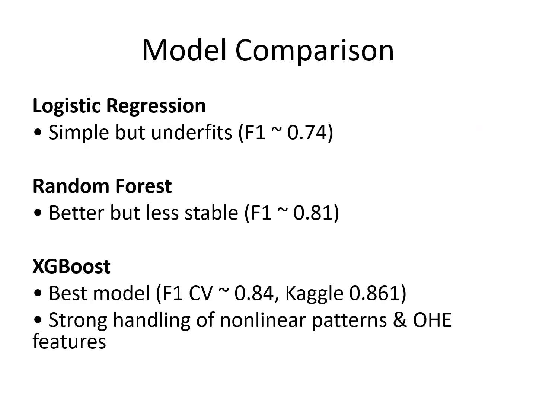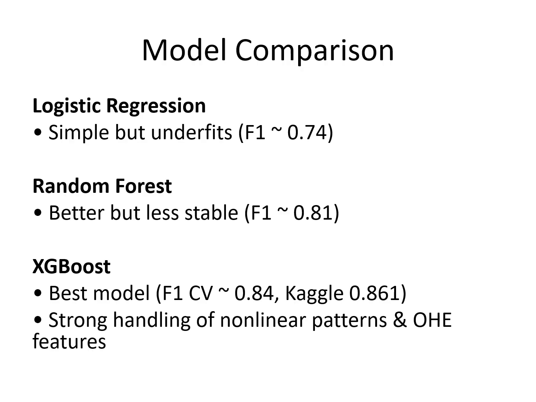I compared three main models. Logistic regression, which is simple and interpretable, but underfit the data with an F1 of around 0.74. Random forest, which captured more complexity and achieved around 0.81 F1, but was less stable across folds. XGBoost, which performed the best, consistently achieving around 0.84 F1 in cross-validation.